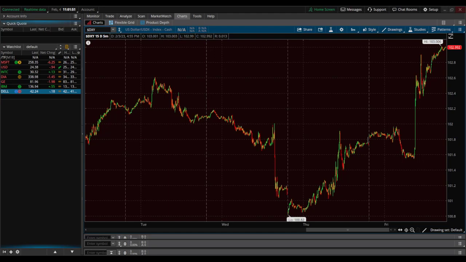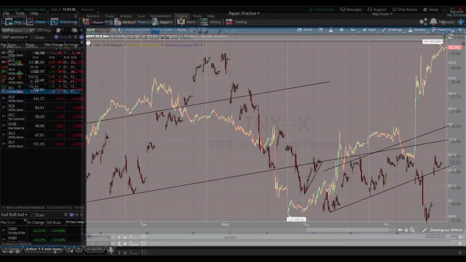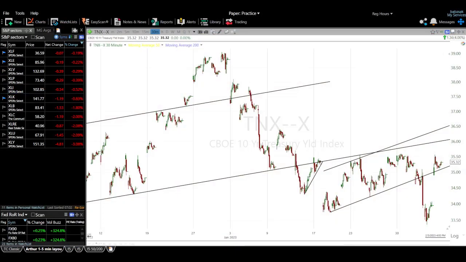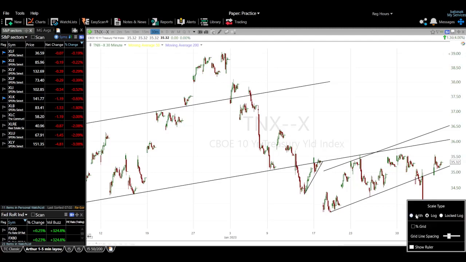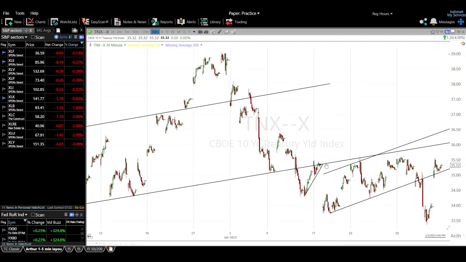And transition to TeleChart. What you're looking at is the 10-year yield. Don't want that on a log scale. We had this bear flag coming into the week. So the bear flag suggested that rates were going to move lower, which they did. They broke lower. It also suggested that the Fed was going to come in with no major surprises, which basically happened.